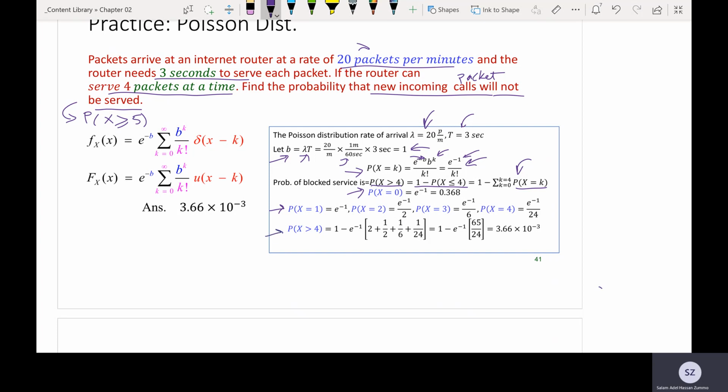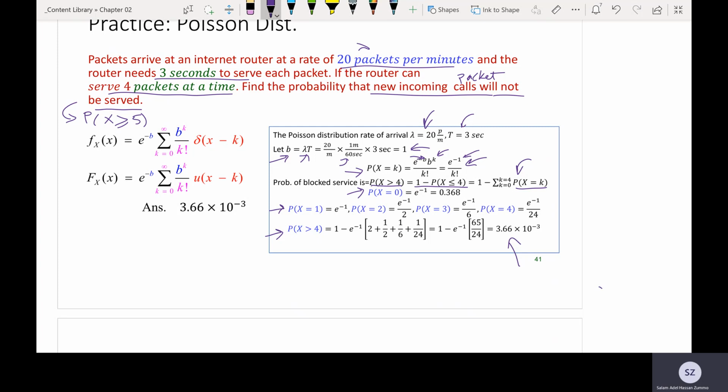So the probability of blocking a call or a packet will be equal to, in this case, 3.66 multiplied by e to minus 1. You can ask different types of questions. Any question about the question? Which one? Where are you?